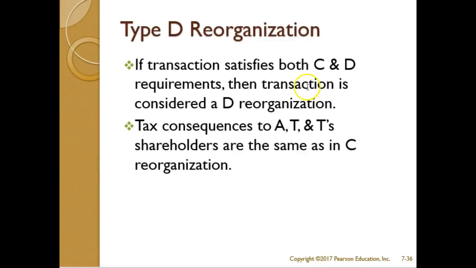If a transaction satisfies both C and D requirements, the transaction is considered a D reorganization. Tax consequences to acquiring target and target shareholders are the same as in the C reorganization. Okay.